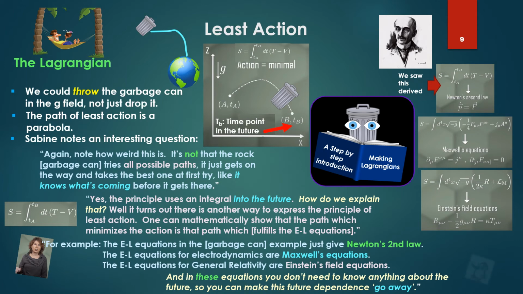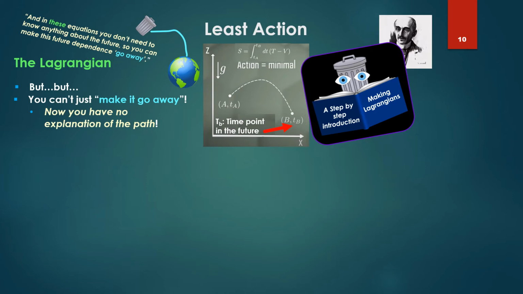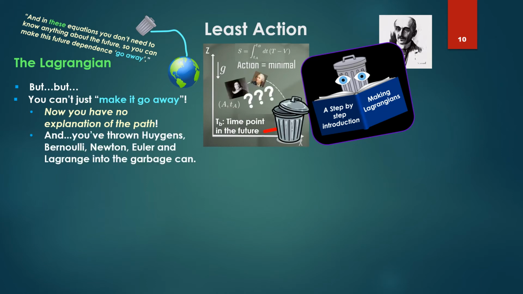And in these equations, you don't need to know anything about the future, so you can make this future dependence go away. But you can't just make it go away. Now you have no explanation of the path. And you've thrown Huygens, Bernoulli, Newton, Euler, and even Lagrange into the garbage can. You've thrown away the solution to the brachistochrone, to the tautochrone curves. You don't know how they work anymore. You're back to ground zero.